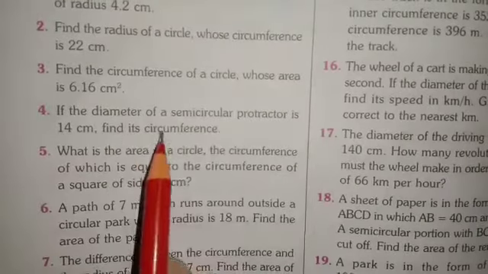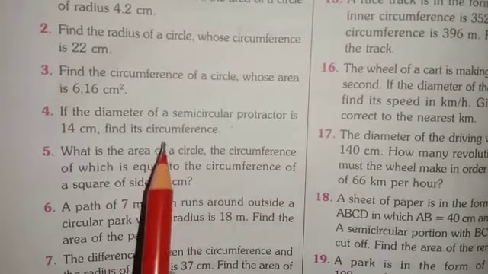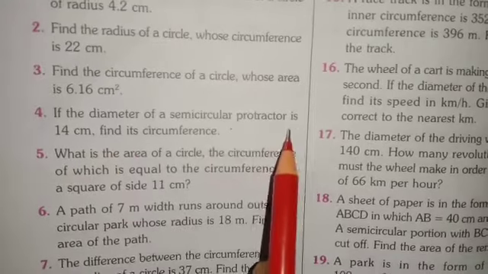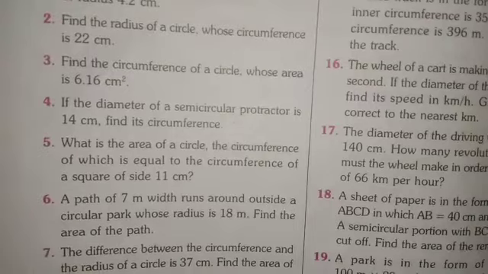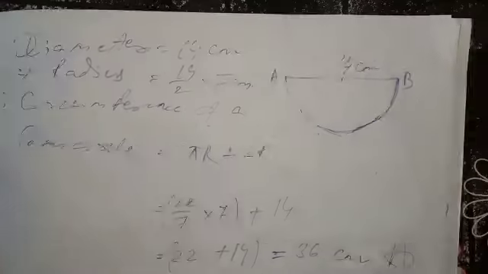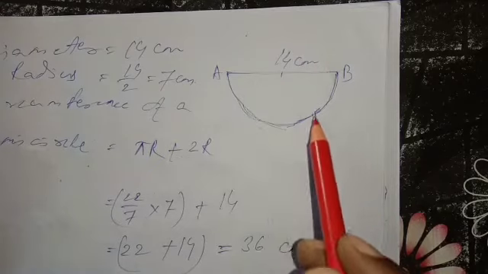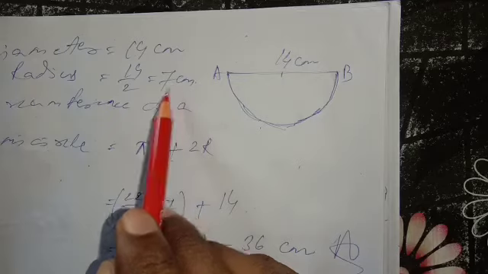If the diameter of a semicircular protractor is 14 centimeter, find its circumference. First, it is given that the diameter of a semicircular protractor is 14 centimeter. You have to find out the circumference. Okay, let me solve. Diameter given 14 centimeter. Let me draw a rough diagram for the protractor. Radius will be 7, half of the diameter.